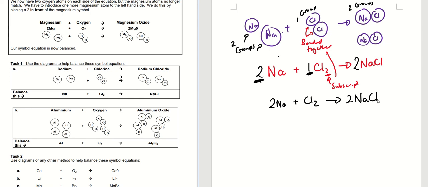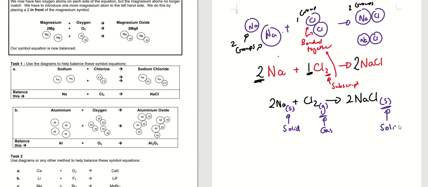Now if you get really fancy, you want to write the states. So here we have sodium, which is solid, chlorine is a gas, and sodium chloride is a solid there. Okay, so that's solid, that's a gas, and that's a solid too. How do I know this?